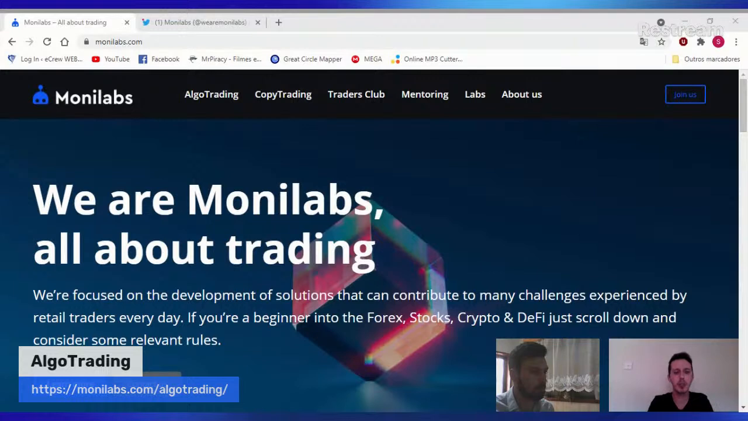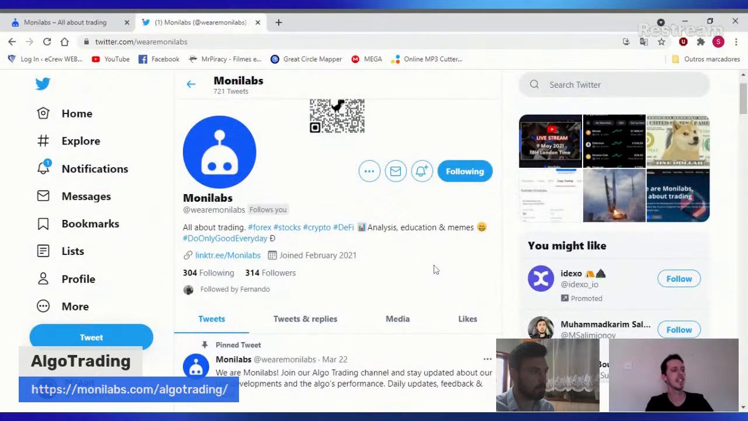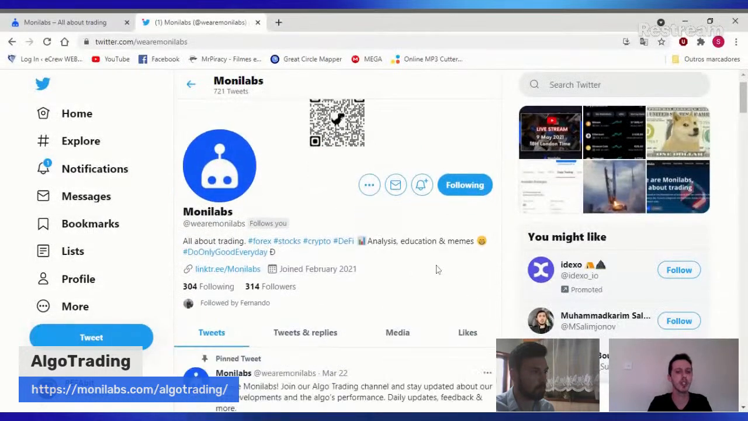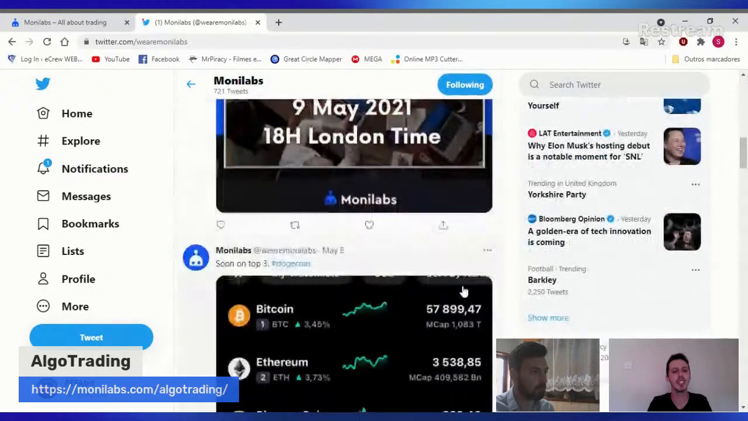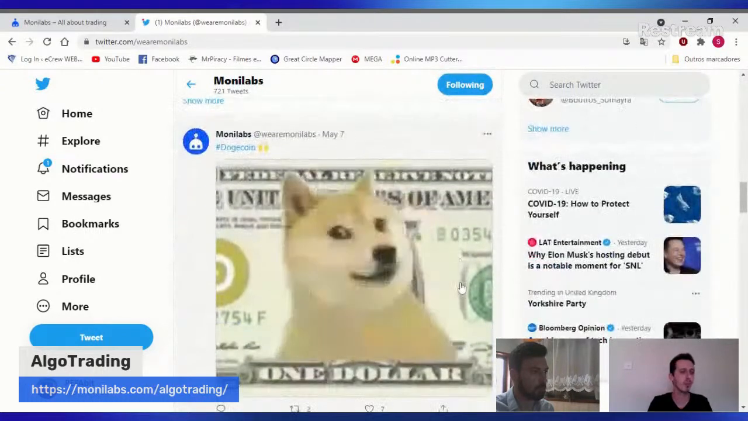We can talk about a trending topic, which is the cryptos. And we can talk about the one that has been trending for quite a few months now, which is Dogecoin, as you guys might know. We have been talking about it so much for the last 2 weeks, and this has been a really good topic to talk about.